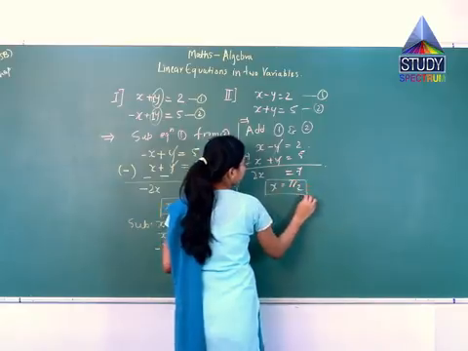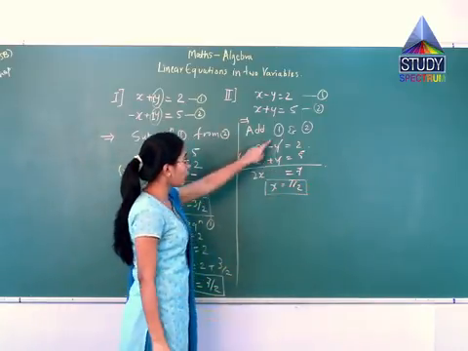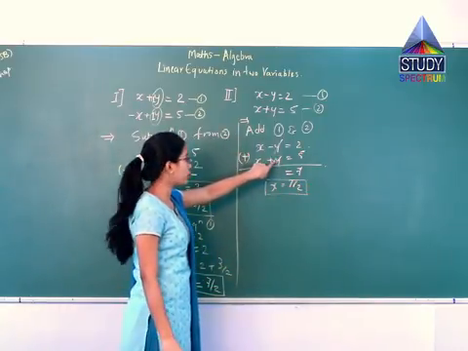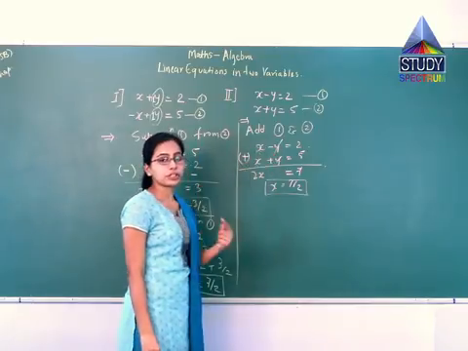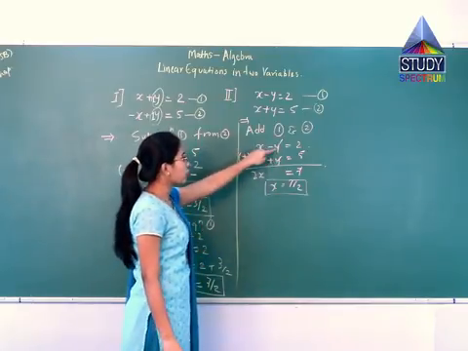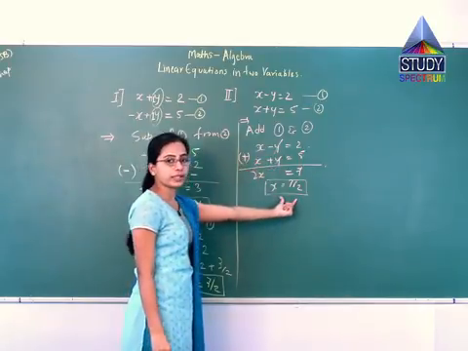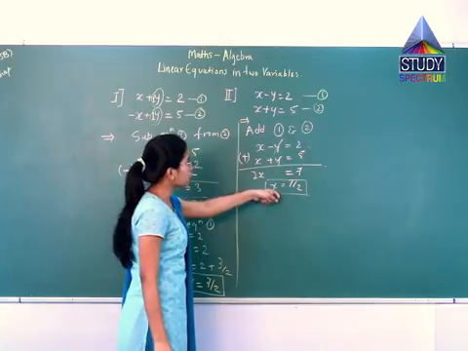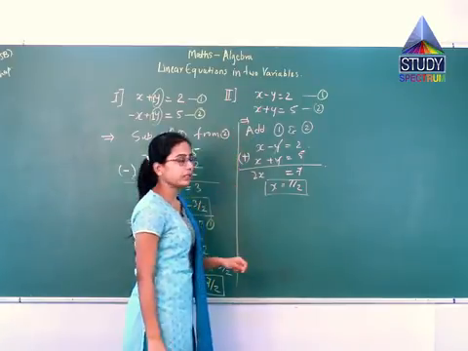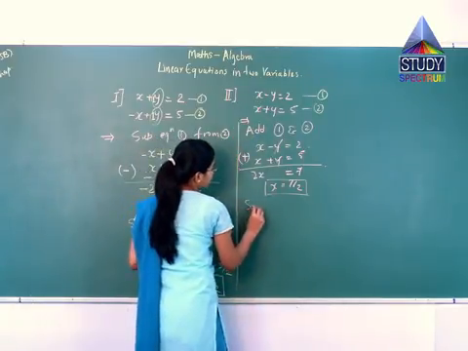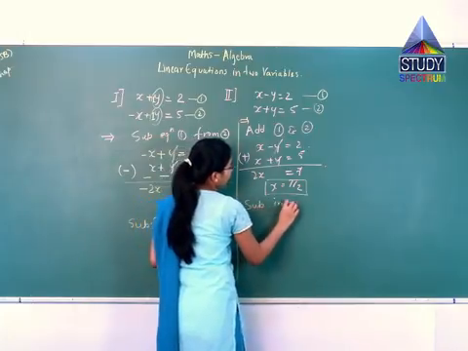Got it? Why did y get cancelled? Because y has the similar coefficient 1 and different sign. So because of the different sign, y will get cancelled and you will get the value of x directly. Now we can substitute this value of x and find y. So let us see. Substituting in equation 1.